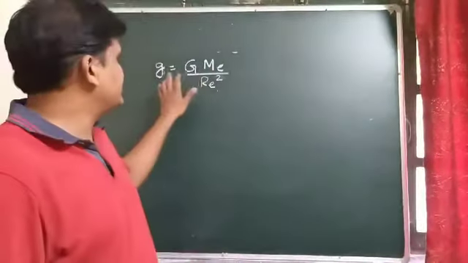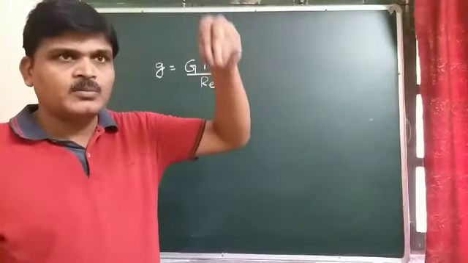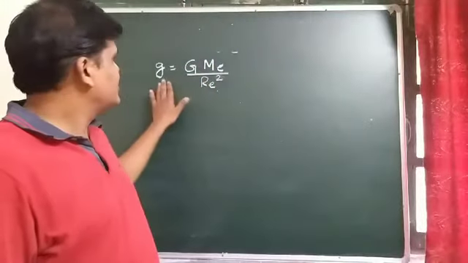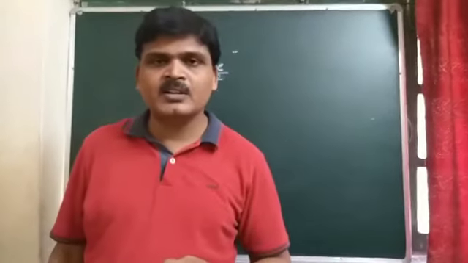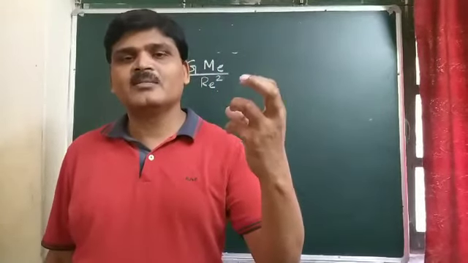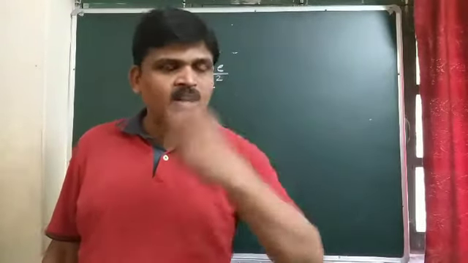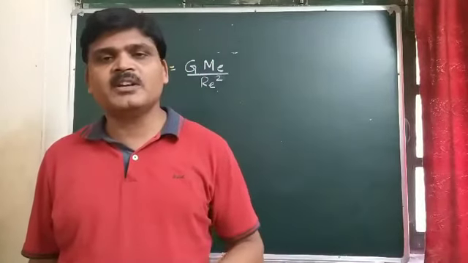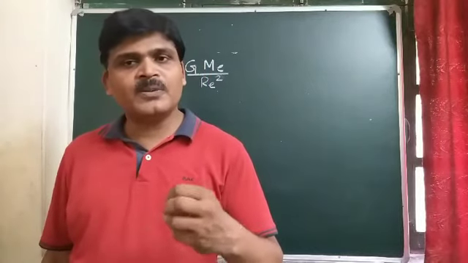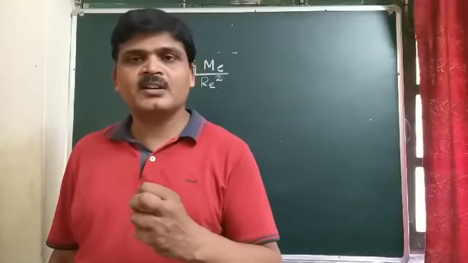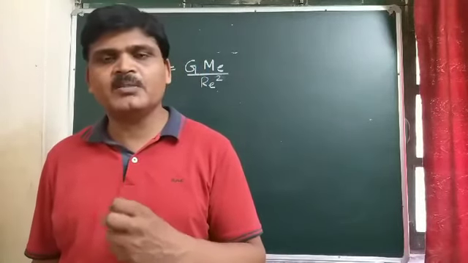And students, this small g does not depend upon the mass of the object which is falling freely from a certain height. So acceleration due to gravity does not depend upon the mass of the falling object. So during free fall, what is free fall? When any object falls under the influence of only a gravitational force, then the motion is known as free fall. And in free fall, all objects are accelerated with the same value, that is 9.8 meter per second square.